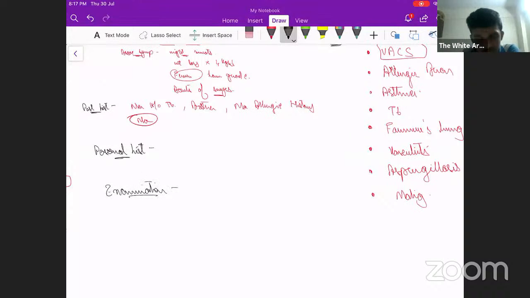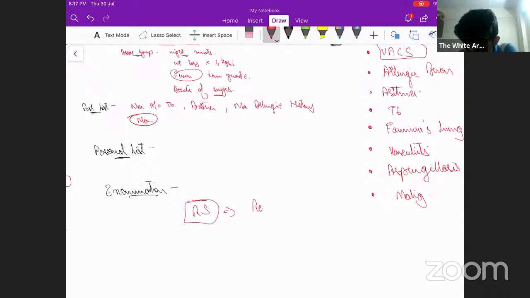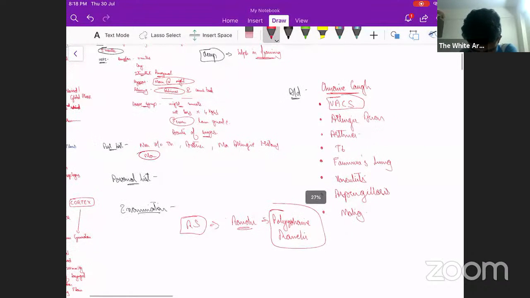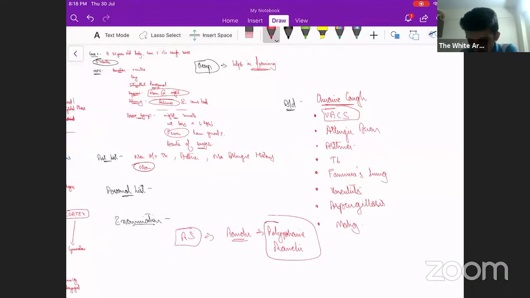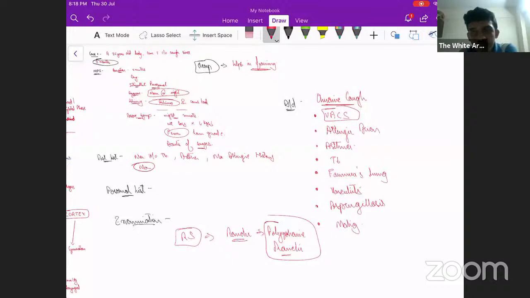General examination was fine. Vitals were also fine. Next, coming to respiratory examination. On respiratory system examination, polyphonic bronchi was present. No other abnormality was present. Normal vesicular breath sound was heard. Added sounds: polyphonic bronchi was present. Percussion and everything else was normal. So this was the examination finding.